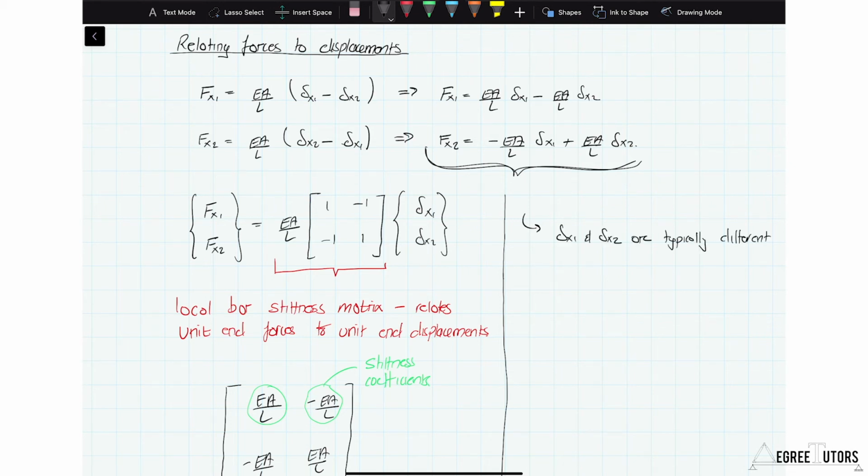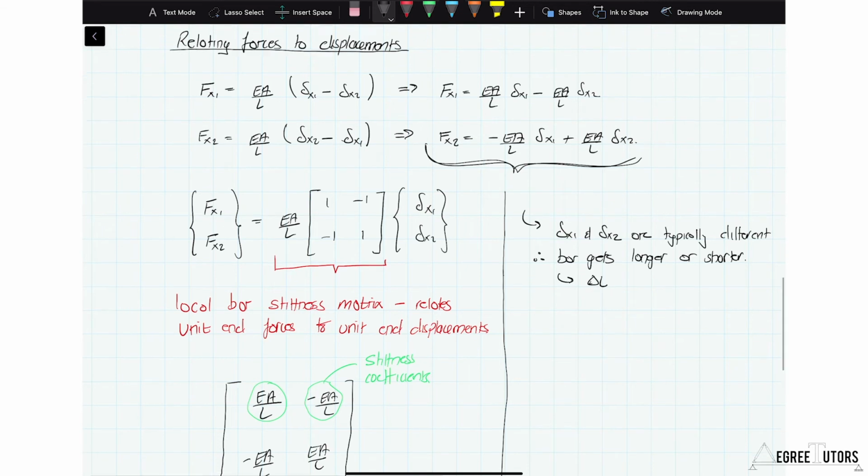And what that means is there's going to be a lengthening or shortening. So we'll just say, therefore, bar gets longer or shorter. So we'll just call that the change in length, delta L, right? So obviously it's the degree to which the bar gets longer or shorter that determines the magnitude of the force. Or you can think about it another way, it's the magnitude of the force that leads to the change in length of the member itself.